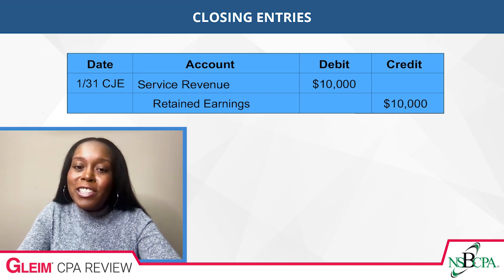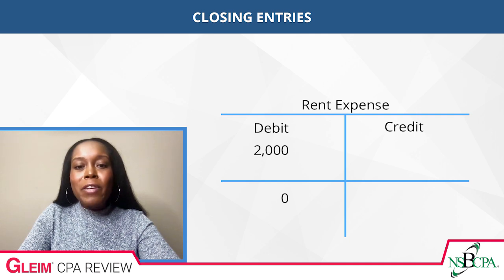For those of you who understand the calculation for retained earnings, this closing process is so cool as it makes perfect sense. Revenues increase retained earnings, which is why closing the revenues to retained earnings is a credit to retained earnings. Now, here's an example of an expense account. Let's pretend we have rent expense with a balance of $2,000 at the end of the period. So how do you make the ending balance zero?